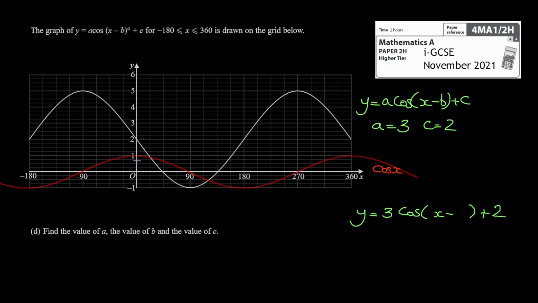Now just looking at the horizontals, the peak that was at 0 degrees is now, the white line, at 90 degrees. And it's been shifted backwards. That means we've added effectively 90 degrees to this. So b must be equal to negative 90. So this turns out to be positive 90. So those two results are your answers.